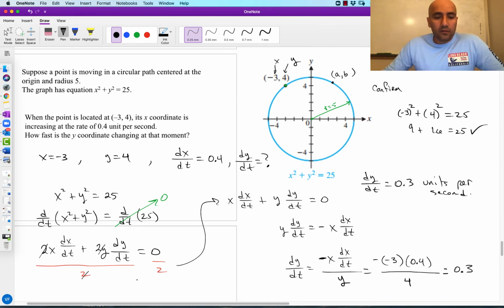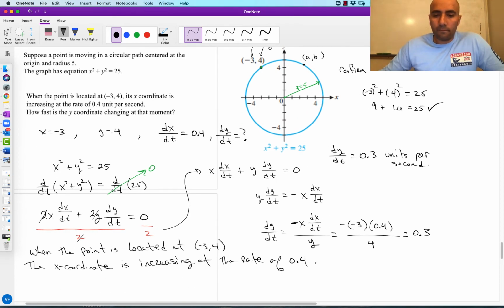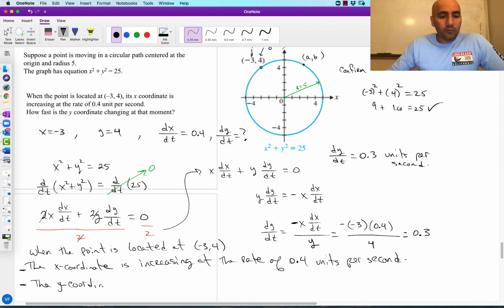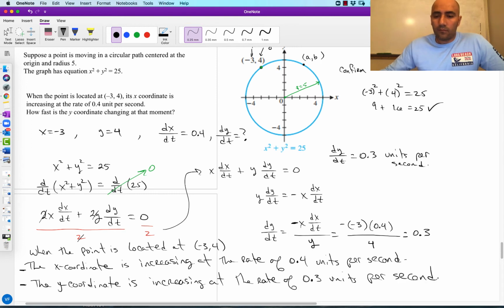So let's put a full sentence here. When the point is located at (-3, 4), the x-coordinate is increasing at the rate of 0.4 units per second. That was given, that's nothing new. And then the part I'm going to contribute is that at the same time, when the point is located at (-3, 4), so this is the part we found, the y-coordinate is also increasing at a rate of 0.3 units per second. Right?